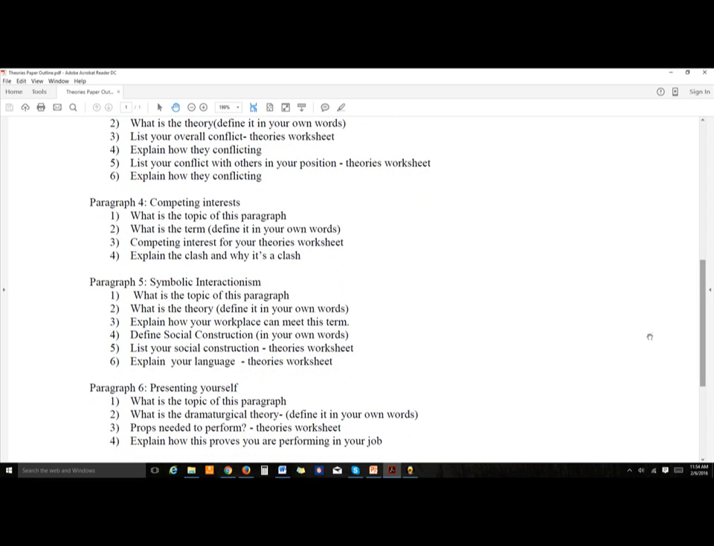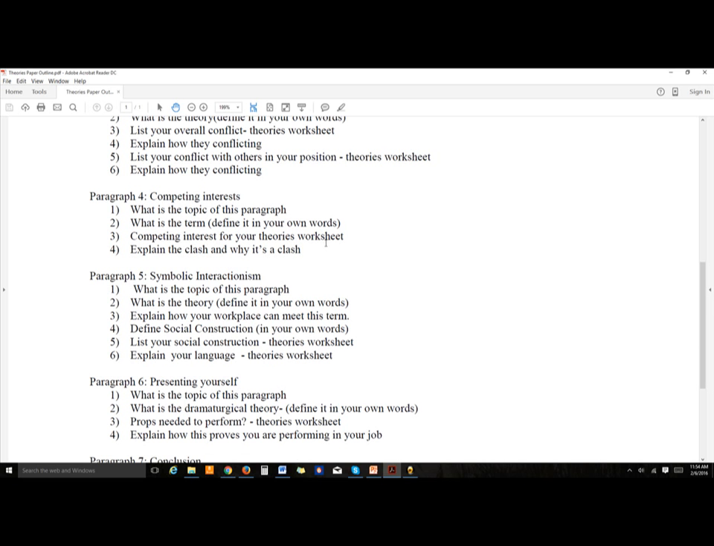So competing interests. What is the topic of the paragraph? You can also see competing interest in the job of a waitress, whatever. What is the term? Define competing interest in your own words. Then write the competing interest from your worksheet and explain why it's a clash.